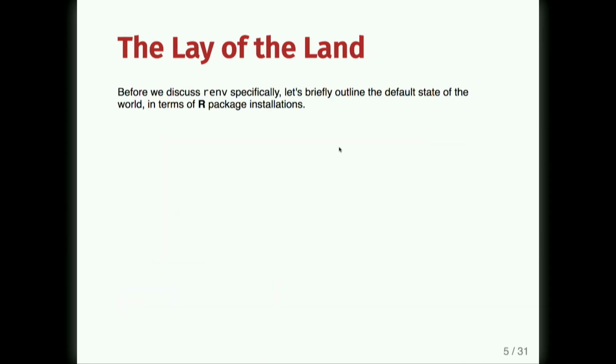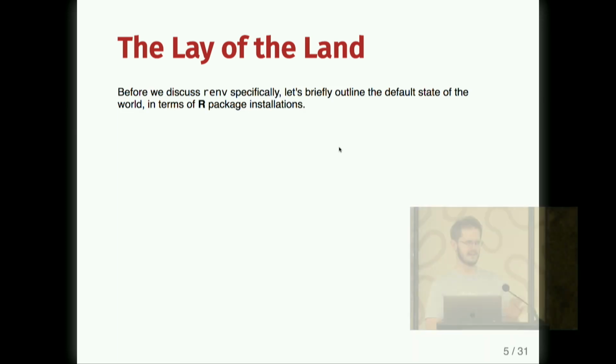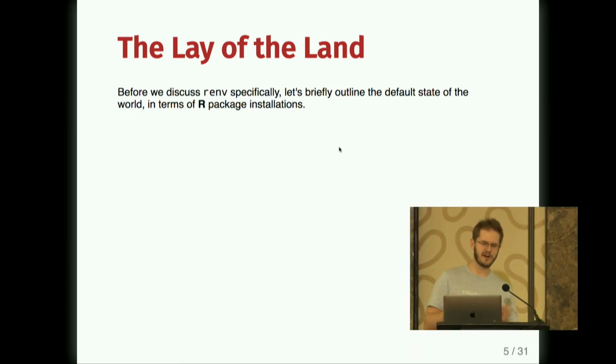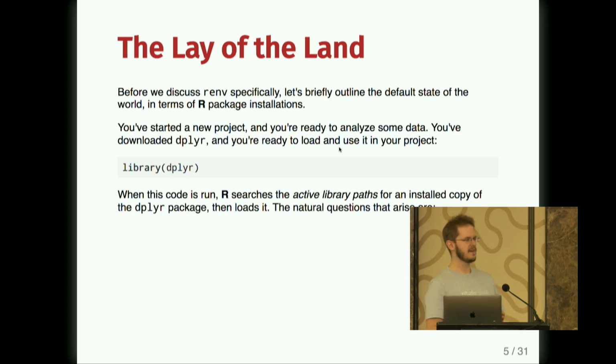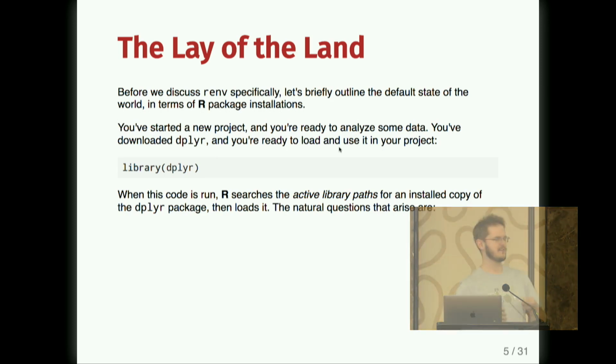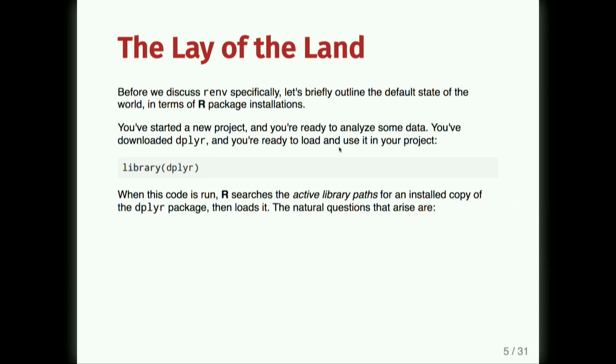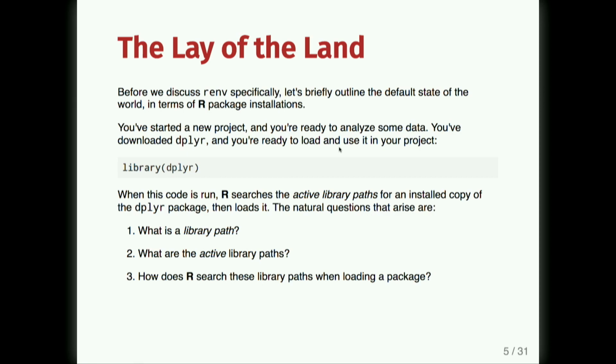Before we talk about renv, I just want to give a lay of the land of what it looks like when you're working on a project without renv. You've started a new project, you're ready to use dplyr to analyze some data, and so you're going to load and use it in your project. You're calling library(dplyr). What happens when we actually run this code? R is going to search your library paths for a package called dplyr that you've installed, and then it's going to load it. So the natural questions that arise from that are, what is a library path? What are the active library paths? And how does R search those library paths when loading a package?